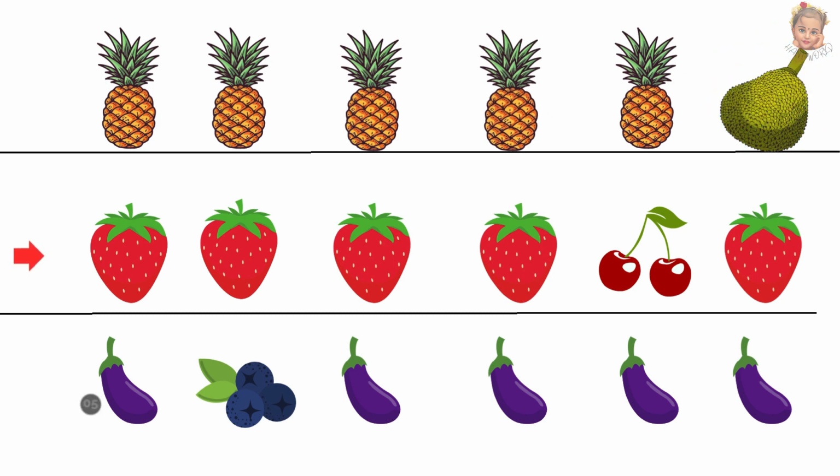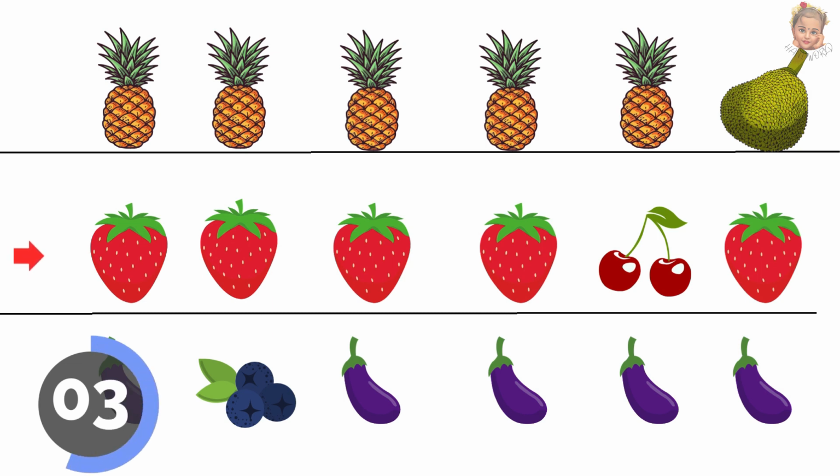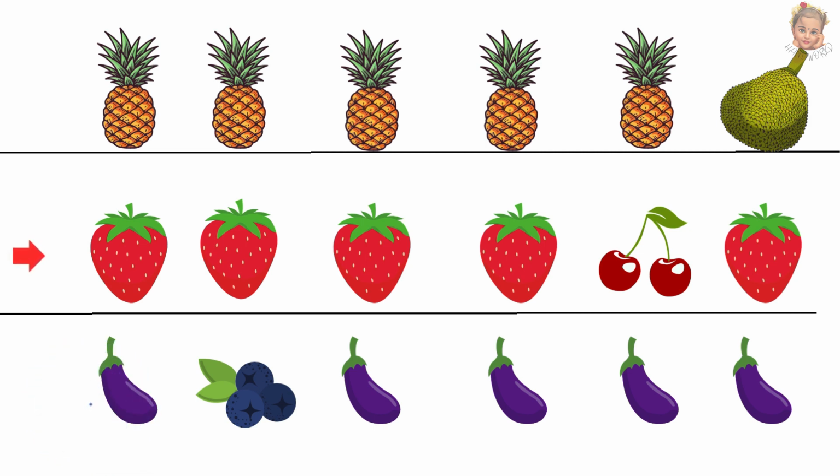In the second row, which one is the odd one? Strawberry, strawberry, strawberry, strawberry, cherry, strawberry. Listen. Yes, the answer is cherry. Cherry is the odd one out in the second row.